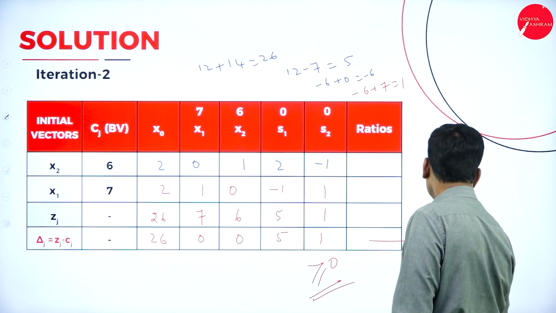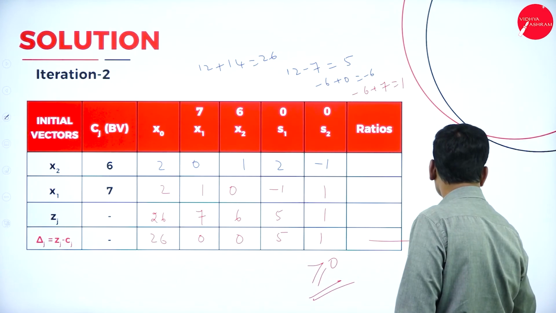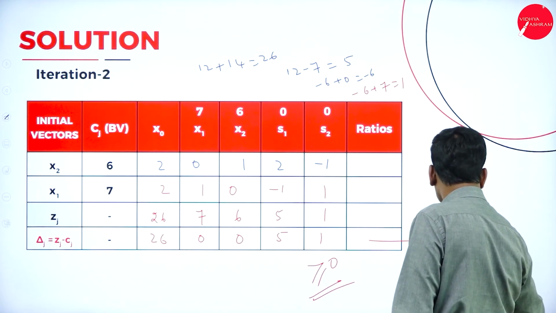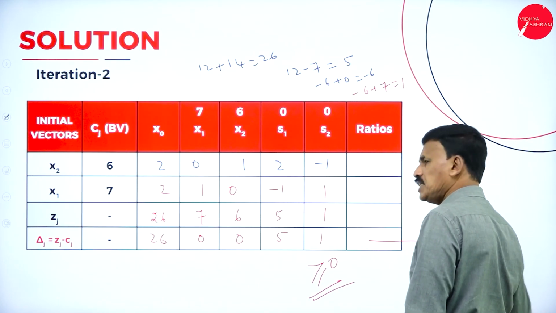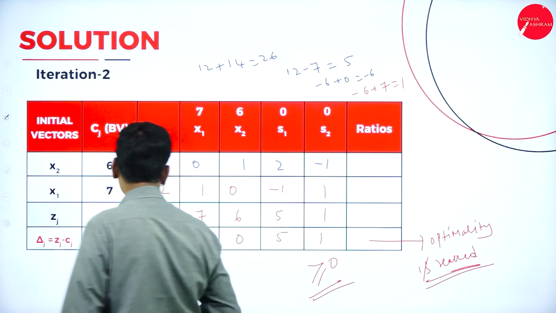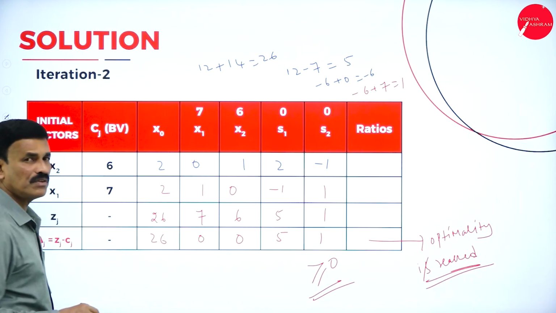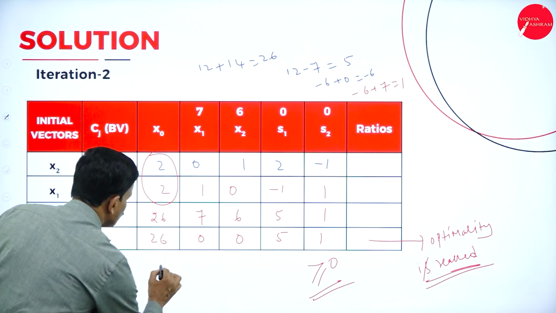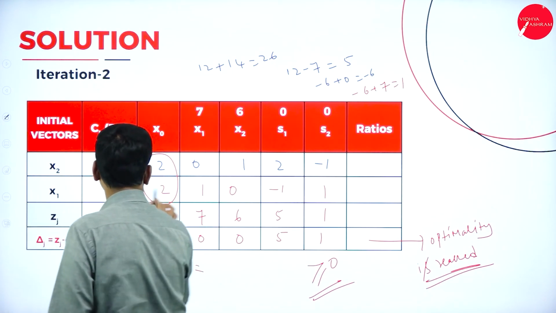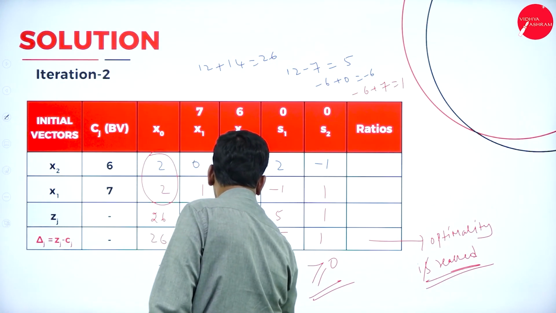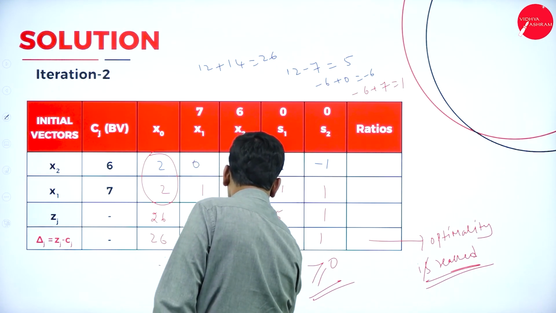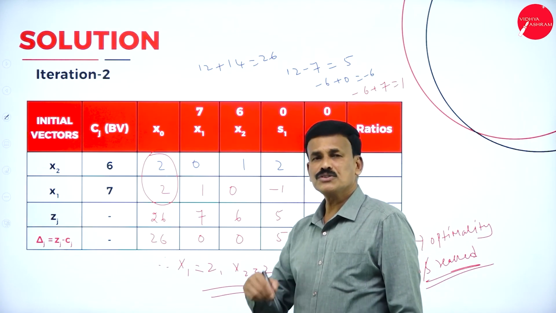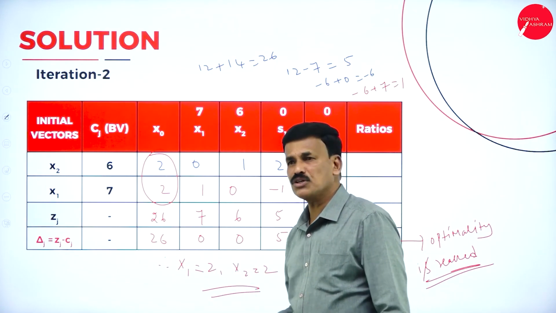So therefore the optimality is reached. Hence these are the values of x1 and x2. So therefore x1 is equal to 2 and x2 is also equal to 2. Okay. Now just substitute these values in the given objective function.